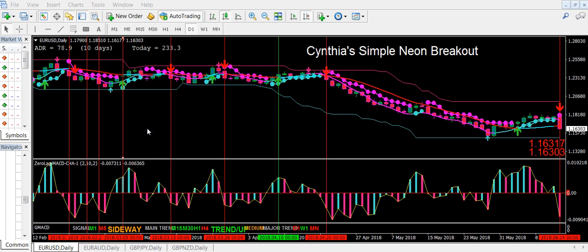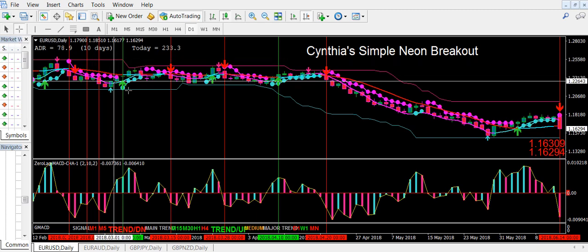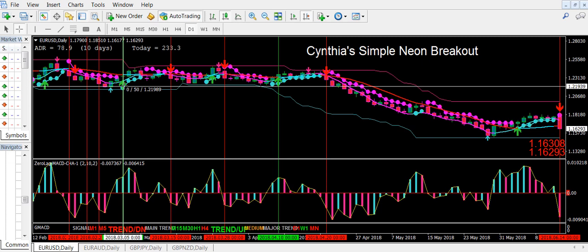So at this point, getting in right here, you can see the little doji candle right here, where that means price is in conflict. The buyers and the sellers are equal in force. That's still a 200 pip trade right there.